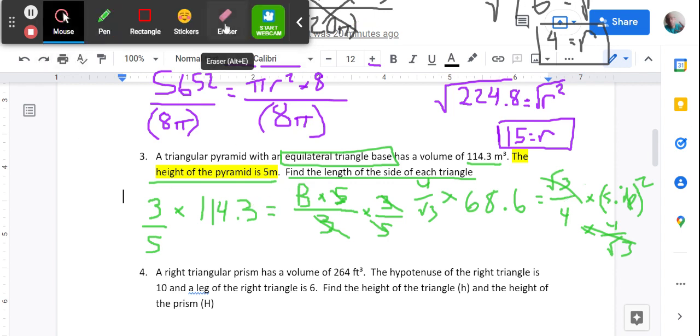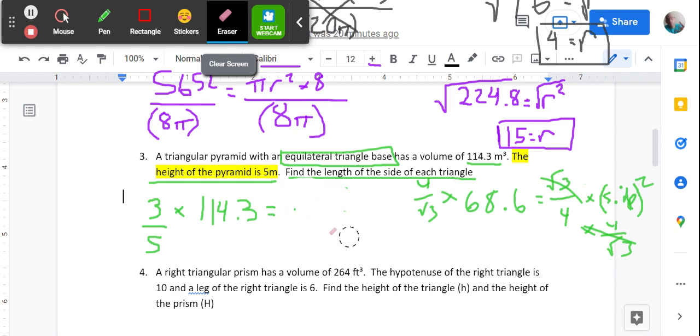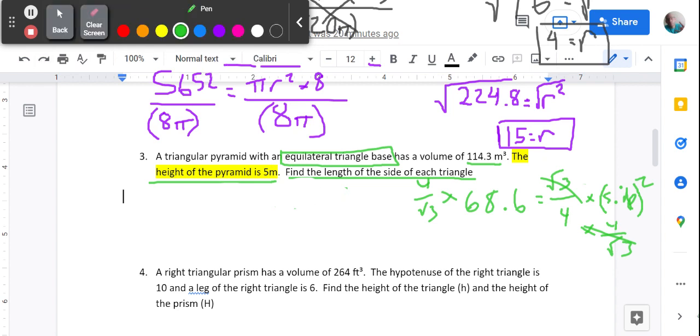I'm going to erase this stuff over to the left again. If you need to look at the video to get it, go to the video to get that part. All right, so we have 4 divided by the square root of 3. Make sure that's in parentheses right there, and times 68.6. Anybody have 4 divided by root 3 times 68.6?